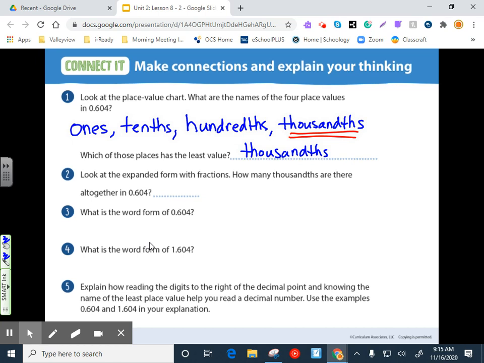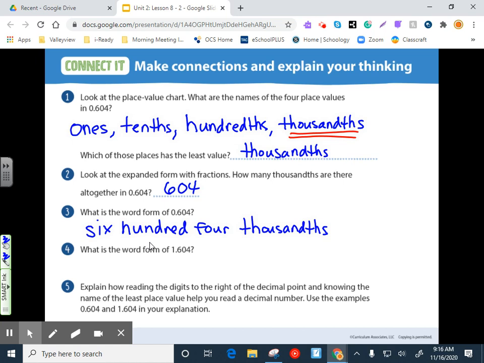Look at the expanded form of fractions. How many thousandths are there altogether in 604 thousandths? Kind of self-explanatory. What is the word form of 604 thousandths? Remember my TH there because there's a difference between thousandths and thousands. What is the word form of 1.604?